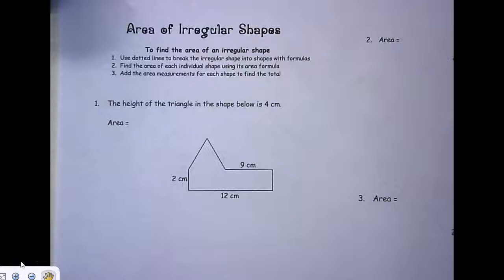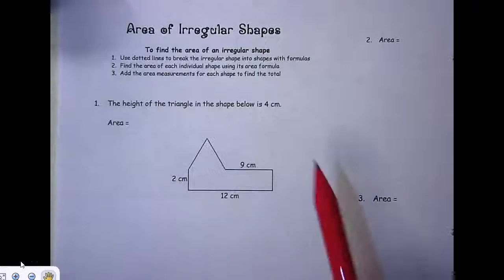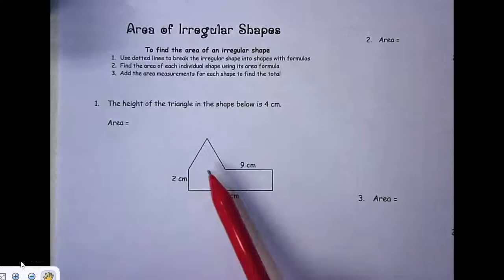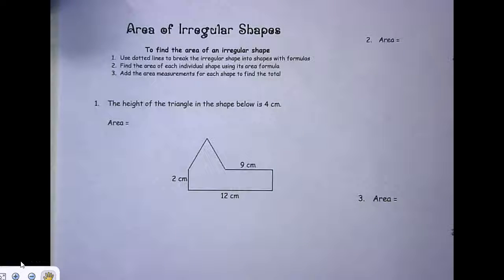All right, let's look at this area of irregular shapes first. So how is this different than what we've been doing with area? We've been doing parallelograms, we've been finding the area of rectangles, we've been finding the area of triangles. How is this a little bit different or a little more complicated? Yes? They're different shapes all mushed together, right?